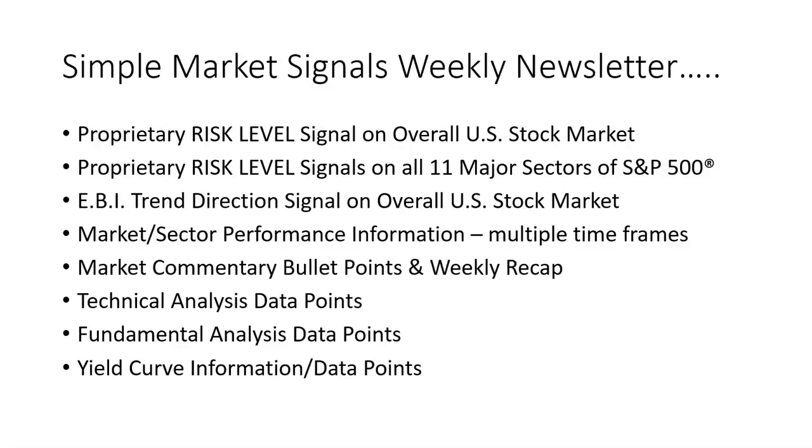The way we disseminate the signals to our subscribers is via our weekly emailed newsletter. So within the newsletter, every weekend, you will receive the proprietary risk level signal on the overall U.S. stock market. You will also receive the proprietary risk level signal on all 11 major sectors of the S&P 500. You will also receive the early bird indicator, the trend direction signal on the overall U.S. stock market. You will have market and sector performance information on multiple time frames.